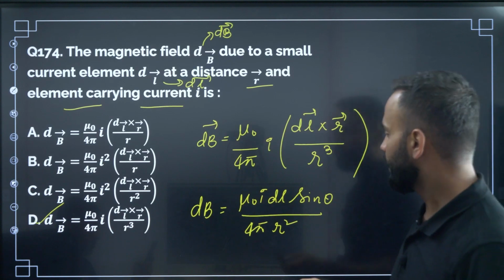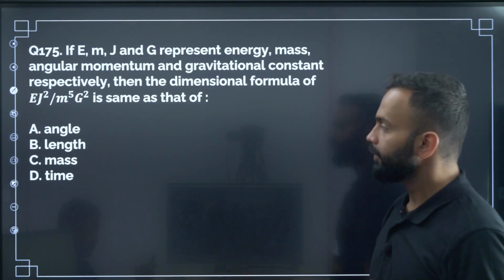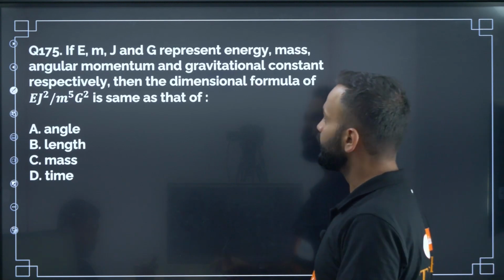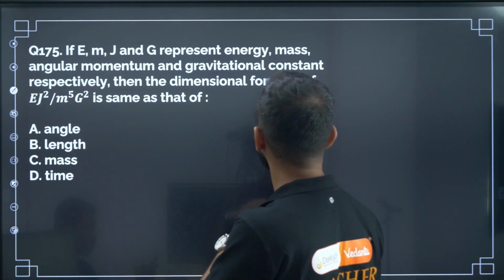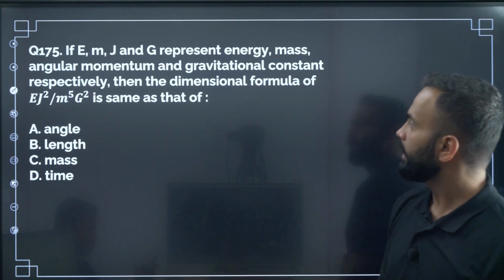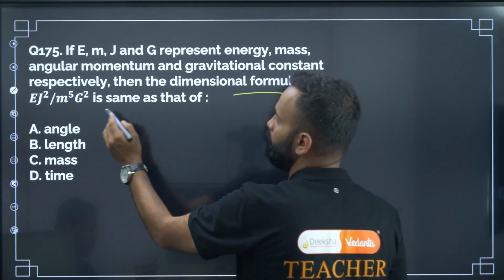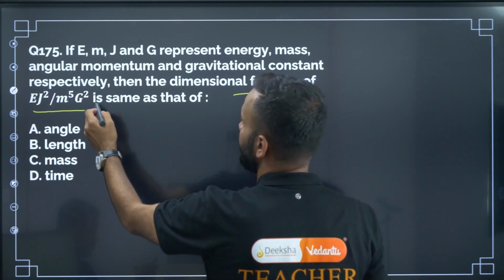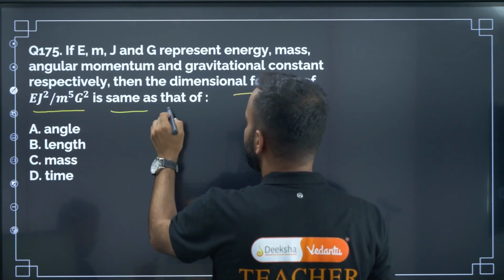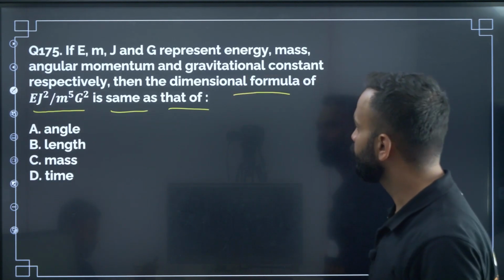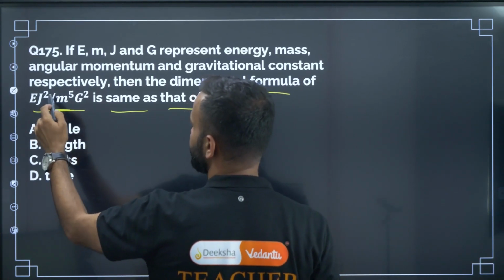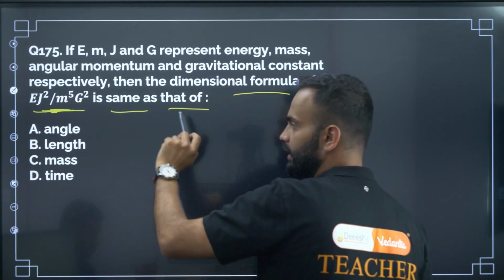Direct question. Okay, question number 175. If E, M, J and G represent energy, mass, angular momentum and gravitational constant respectively, then the dimension formula of EJ² divided by M⁵G² is same as that of. So we need to find the dimension formula of this one, right? EJ² divided by M⁵G².